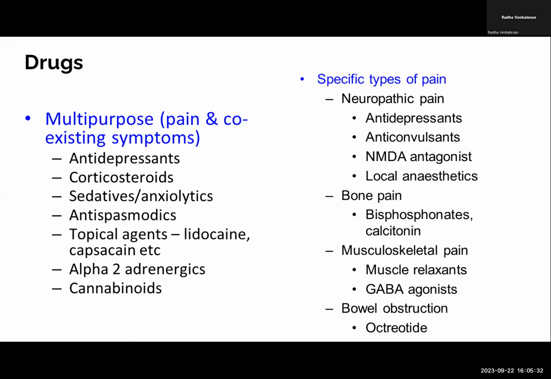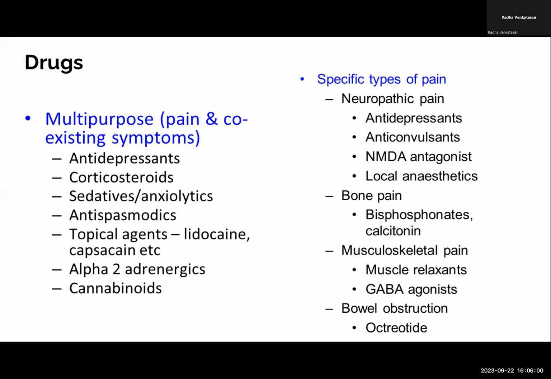So here is a quick summary of the multiple drugs we have seen, how and when some specific ones are used. For pain and other symptoms, these are all used: antidepressant, steroid, antispasmodic, topical agent, alpha-2 adrenergics, cannabinoids. Many of these mentioned here are used.